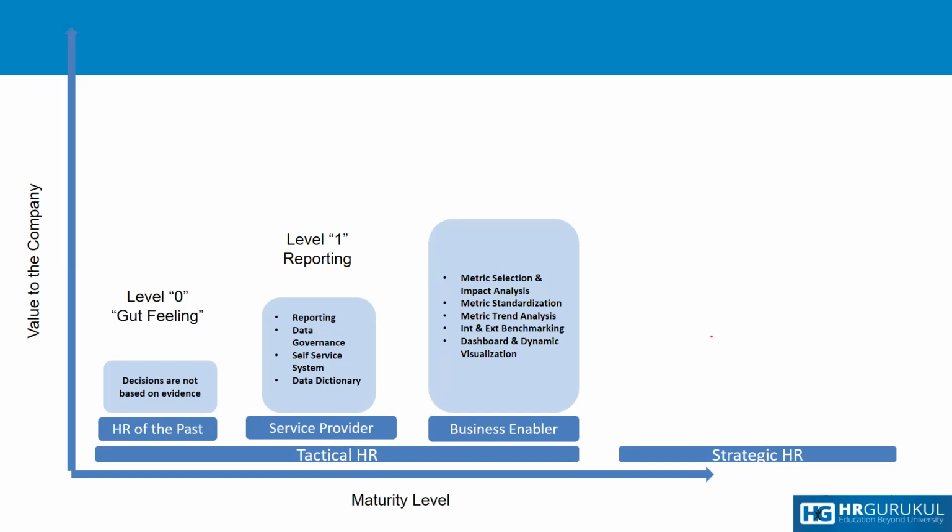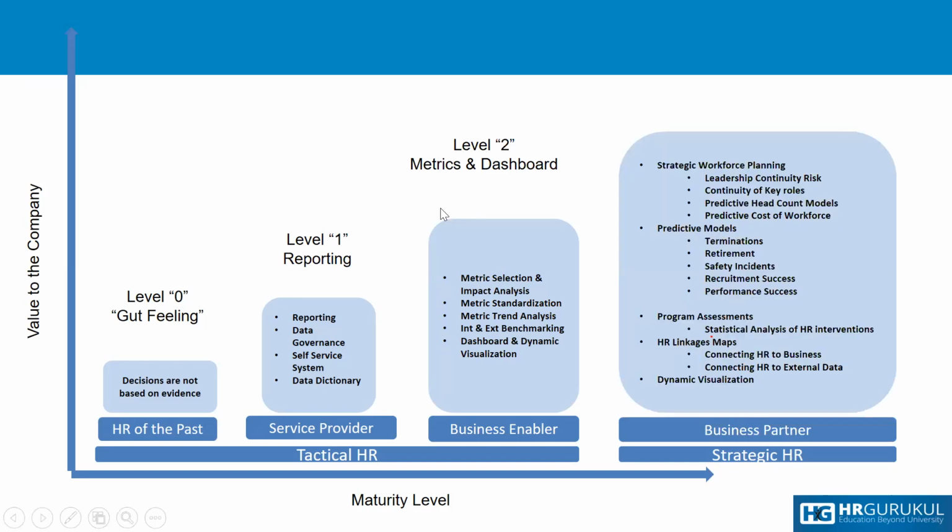At business enablers, you talk more about metric selection and impact analysis, metric standardization, internal and external benchmarking, dashboards and visual management. That is metrics and dashboards, level 2. And then as a business partner, you talk more about strategic workforce planning, leadership continuity risk, continuity of key roles, predictive headcount models, predictive cost of workforce, terminations, retirements, HR linkage maps connecting HR to business and to external data, systematic analysis of HR interventions, and calculating ROI of HR interventions. So this is more at a strategic level.